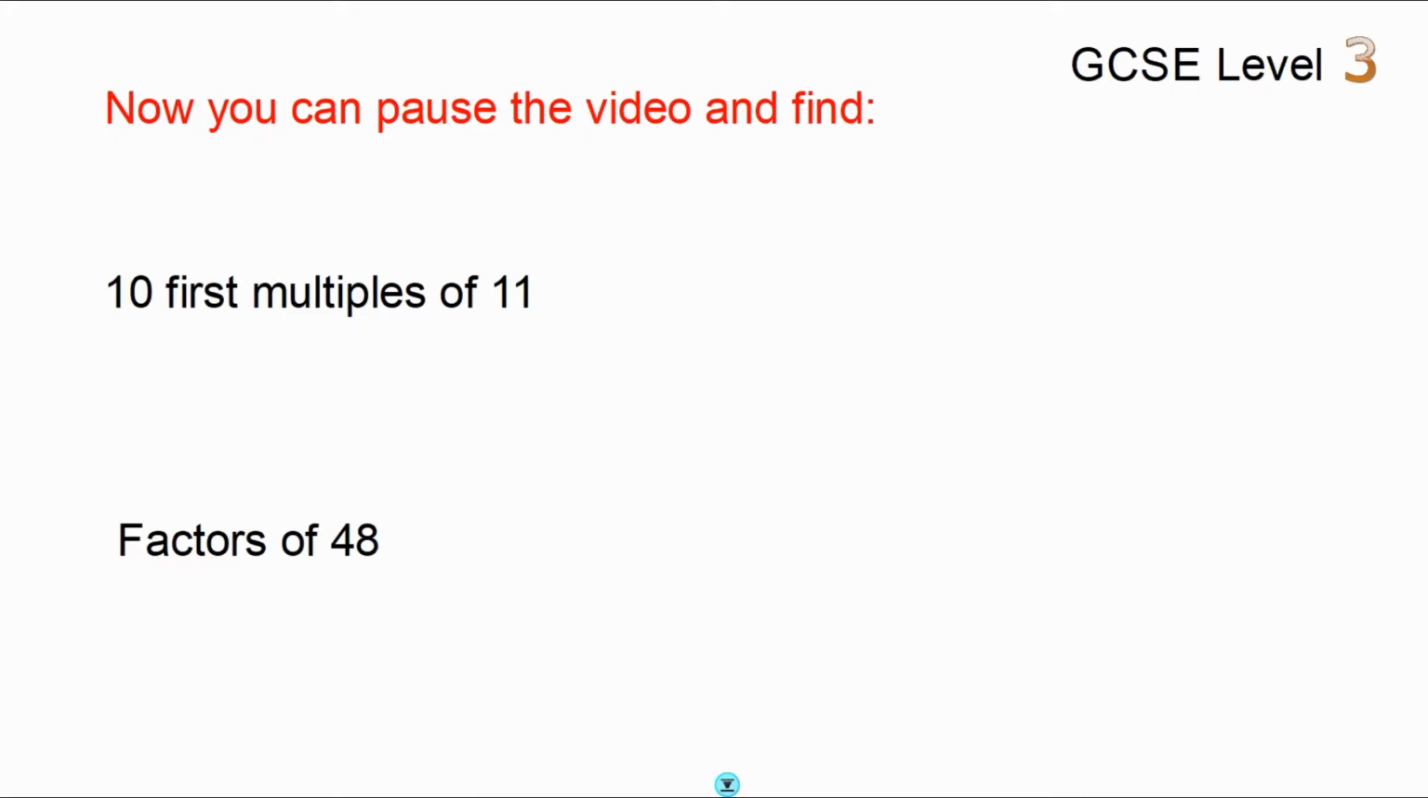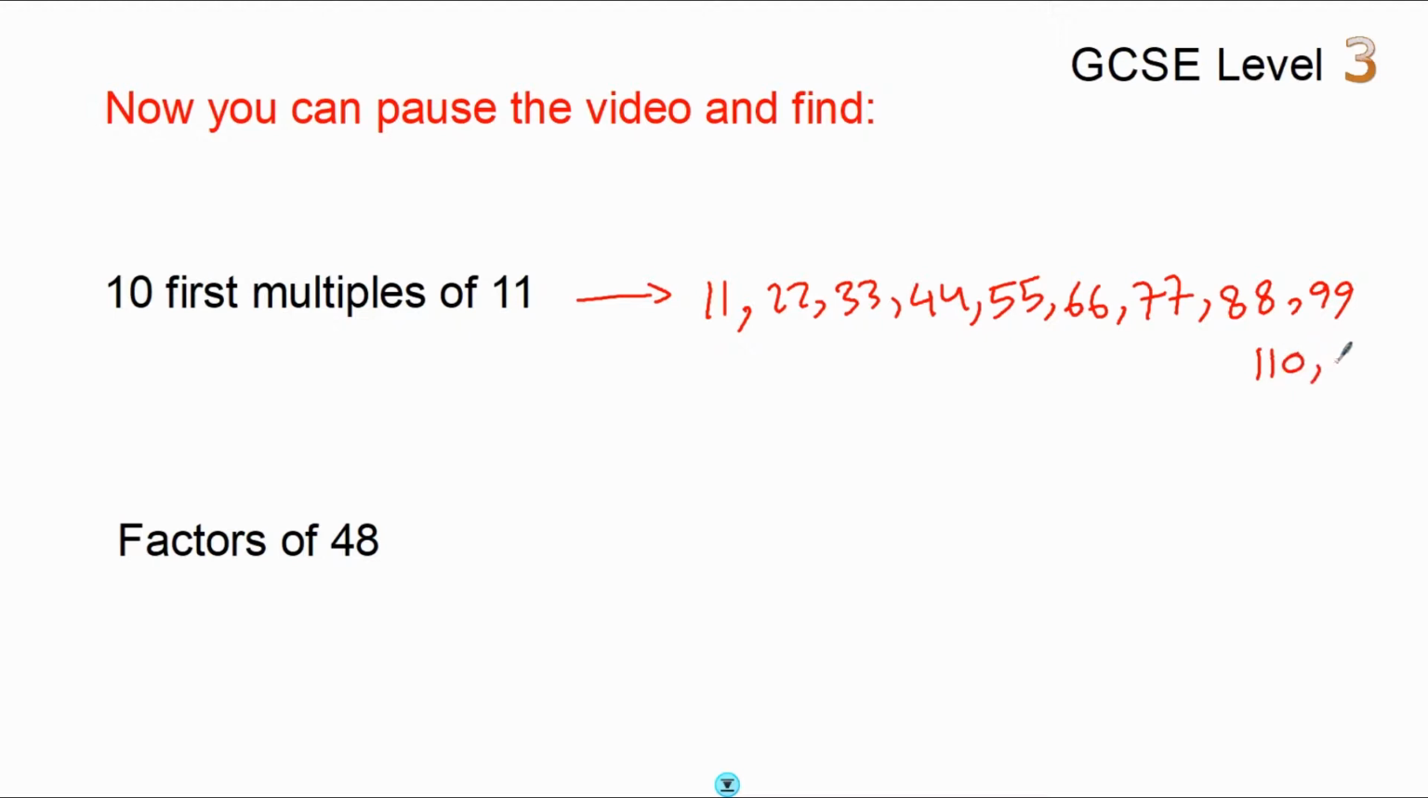So if you have tried these, I'm going to quickly go through the answers. The first 10 multiples of 11: 11 times 1, 11 times 2, 11 times 3, 11 times 4, 11 times 5, 11 times 6, and so on. We just go in here, 99, and 11 times 10 would be 110. So this is the first 10 multiples of 11.